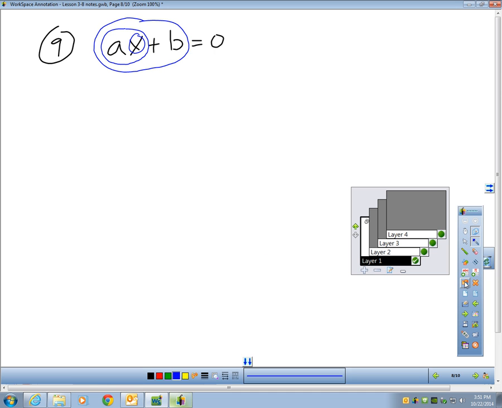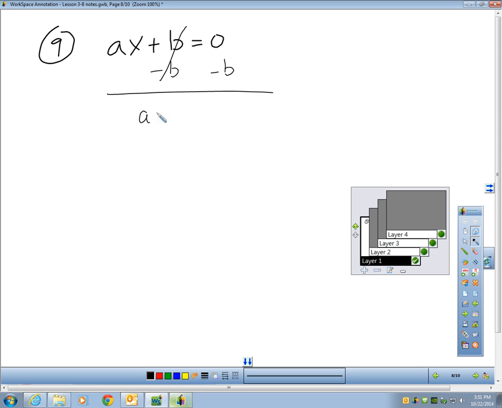I got to get rid of the plus b first. So let me do that. I got to subtract b from each side. B minus b cancels. I have a times x on the left, and I have negative b on the right. Well, I can already see a mistake in the bookwork. They had positive b, so that's where their error is at. Let's finish the problem so we have it correct.